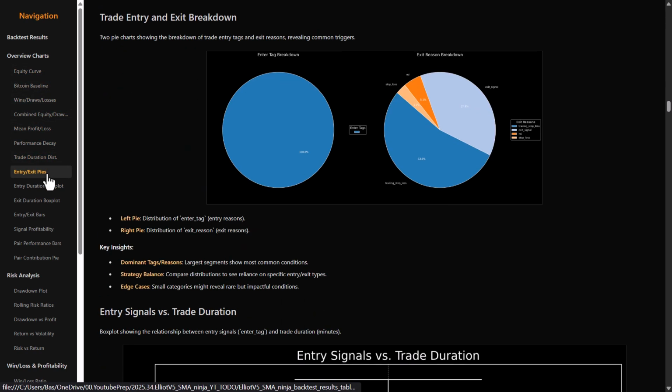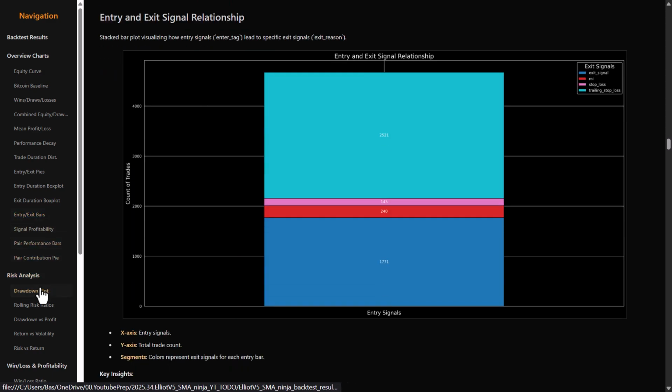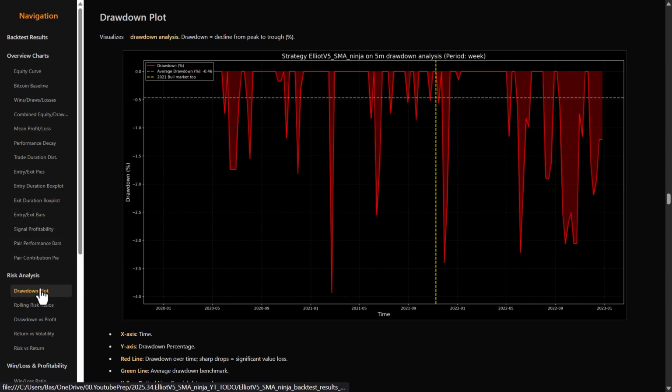Unfortunately, the trade entries in this code were not accompanied by labels, so I cannot say which entry rules performed the best here, but the exit signals that cause the highest profits are the trailing stop loss and the exit signal itself. And this is even more visible in this entry and exit signal relationship chart. The drawdown plot shows that overall there is an average drawdown of 0.6%, with spikes to higher drawdowns.